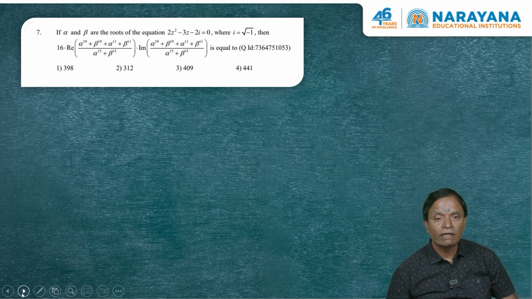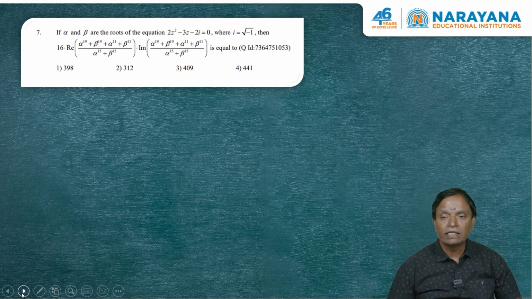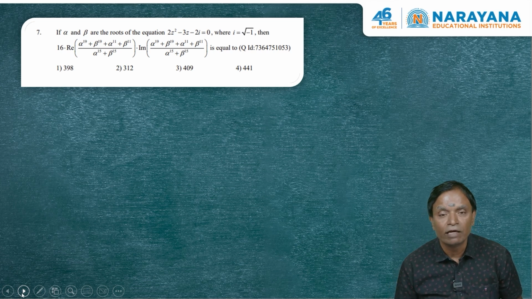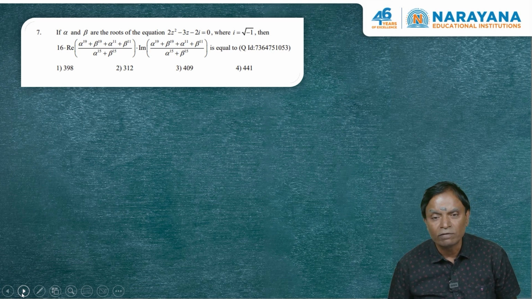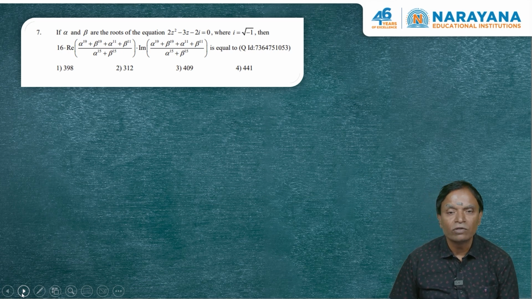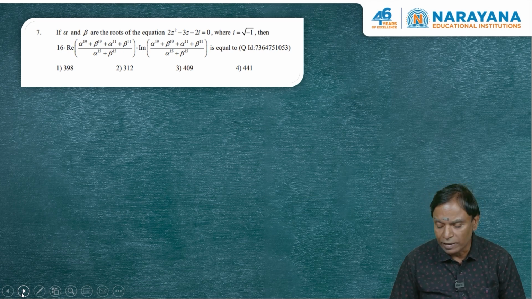You are given that alpha and beta are the roots of the equation 2z square minus 3z minus 2i equal to 0. You are asked to calculate the real part of something into the imaginary part of something. Like these problems, how are they to be solved? Actually, there is no specific process of solving these problems. The best way is to look at how the higher powers can be calculated.